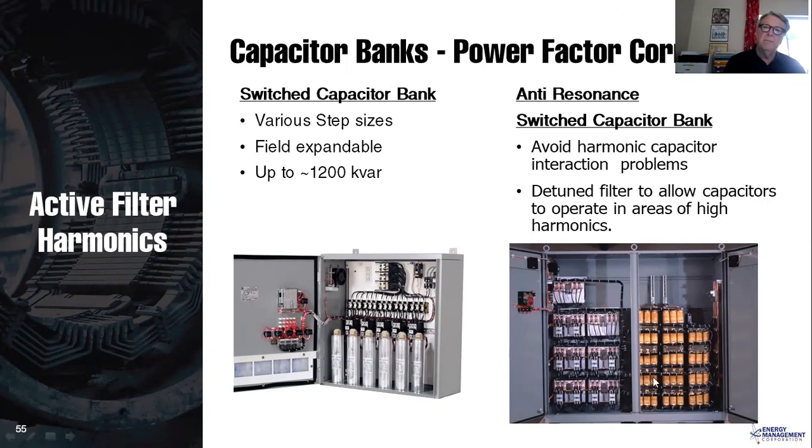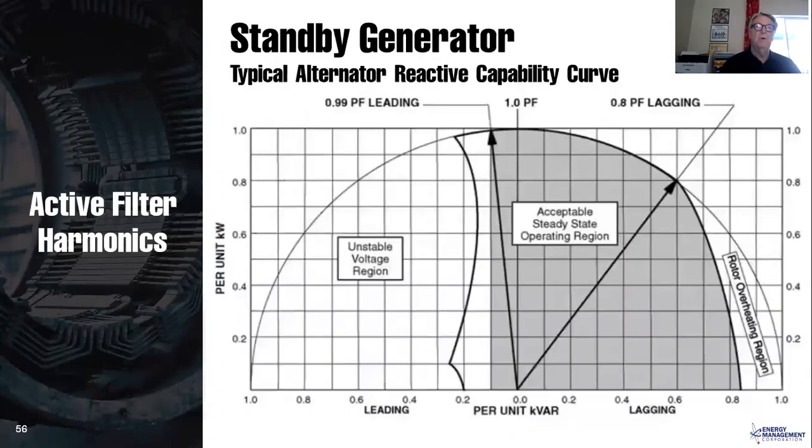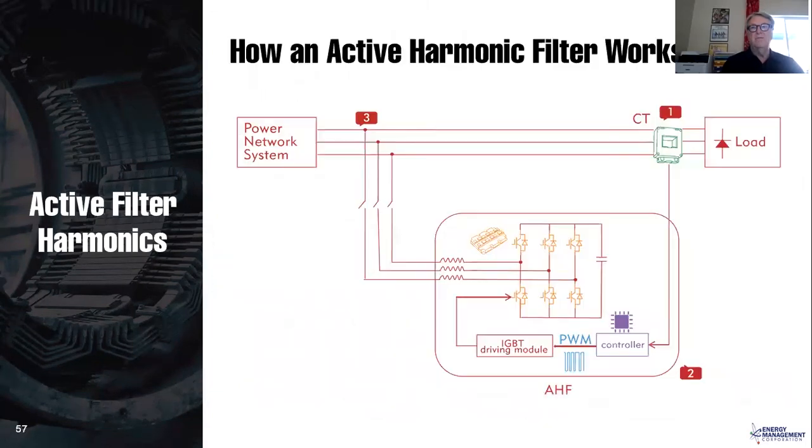But by the time you add the reactors, you are getting to a cost point where you can almost afford an active static var generator. So we tend to move ahead of this old technology with contactors going in and out and tuned filters to actually an active technology that acts very quickly. I pointed out that generators can't withstand leading VARs very often. We can actually generate lagging VARs if we want on a static var generator.